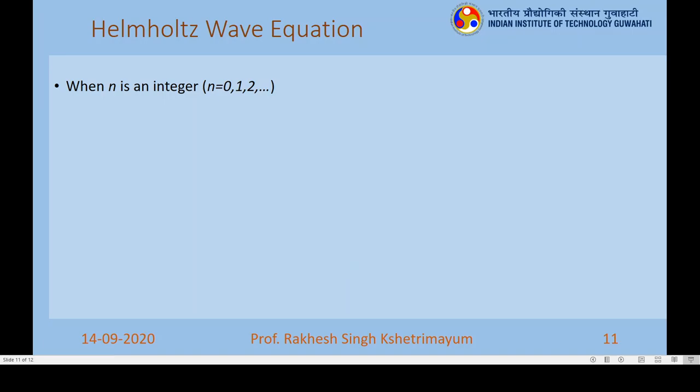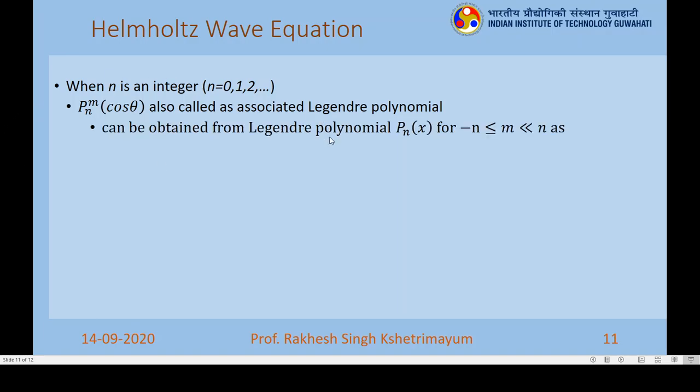So we want to consider the case when n is an integer. That means n can take values like 0, 1 and 2. In that case, we call this Pnm cos theta the associated Legendre polynomial. We no longer call it a function, it becomes a polynomial now. And we can obtain this associated Legendre polynomial from the Legendre polynomial Pn(x) for the range when m is in between minus n to plus n.